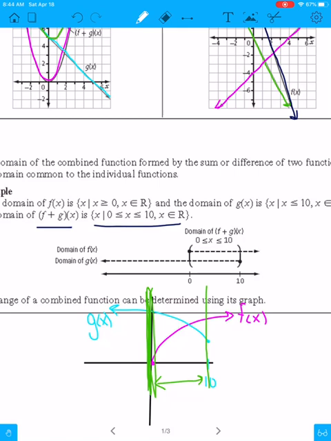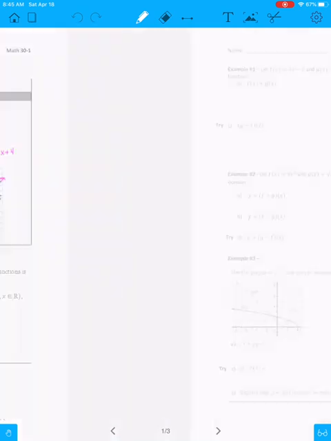So that's why the domain for this one, the combined function, adding or subtracting, is going to be from 0 is less than or equal to x is less than or equal to 10. And the 0 and the 10 are included because both graphs are at 0 and at 10 and in between. So if they ask you for the domain, you don't even have to draw the graphs. You just have to see where they both exist. Okay, so we're going to move on.